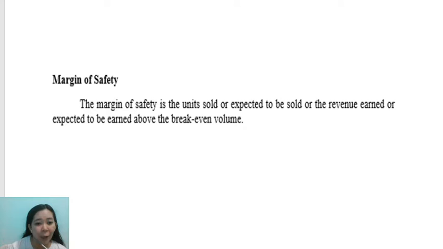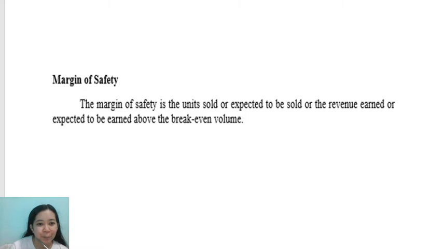From the term margin of safety, this is the number of units or revenues that we need to reach so that the company can be above the break-even volume, which means the company will now have its profit. So this margin of safety is like a security on the part of the company, because with this level of sales or number of units sold, they can be sure that they will have a profit.